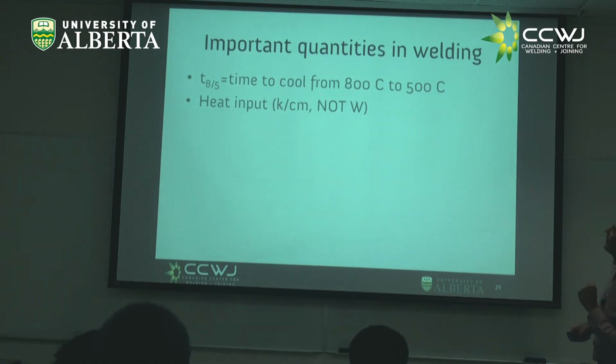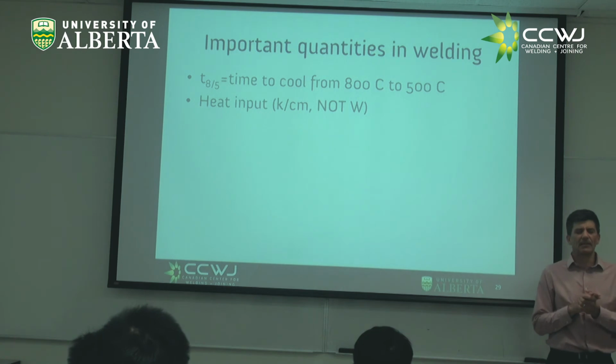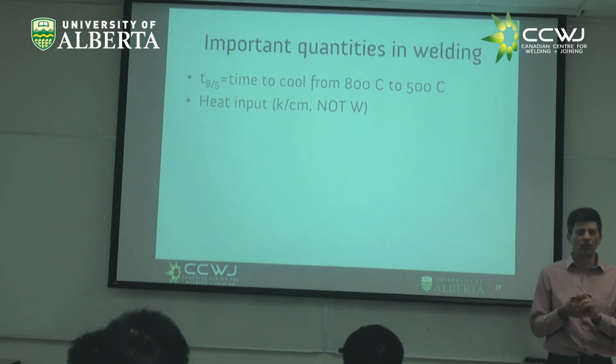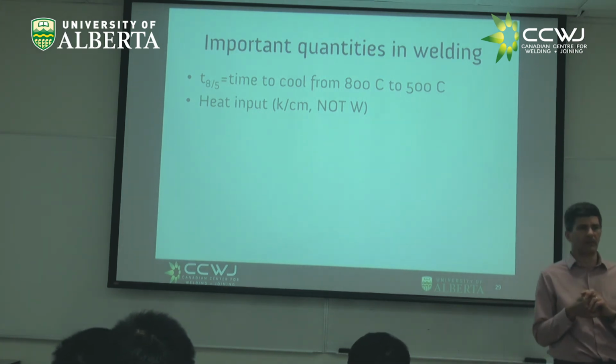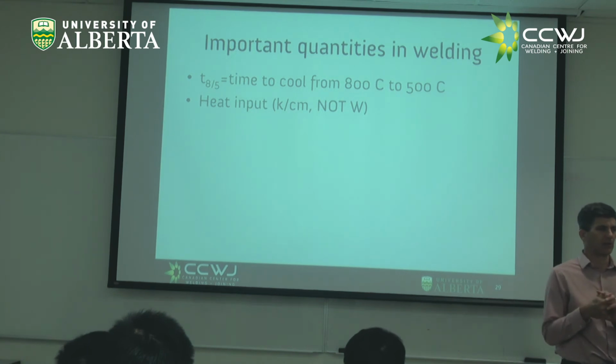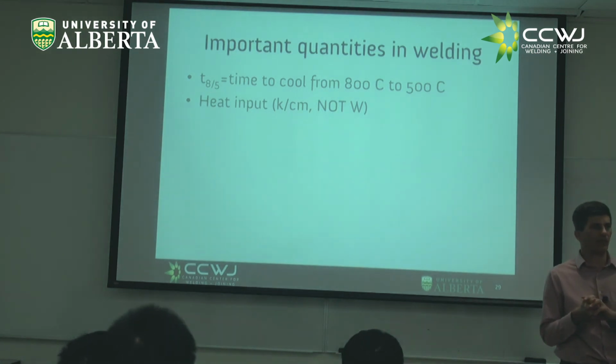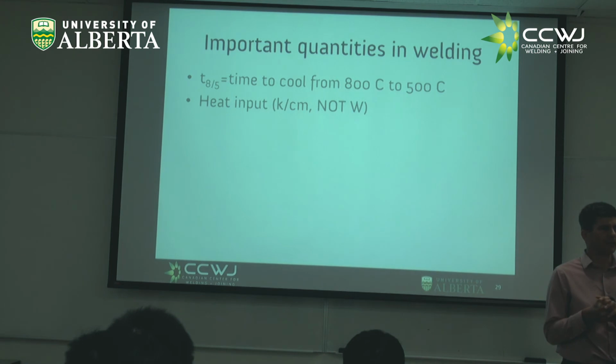Two things. Important quantities in welding. These are the few slides here, and then I want to go into symbols. There are two concepts that matter a lot. T85 is one, that is time to cool from 800 to 500 degrees C. Now, this matters a lot for steels, right? And it's only for steels.